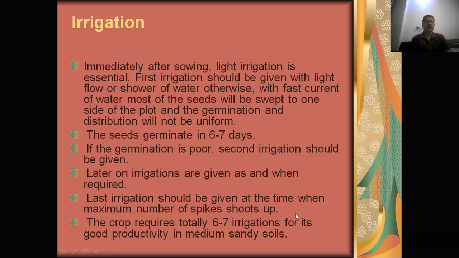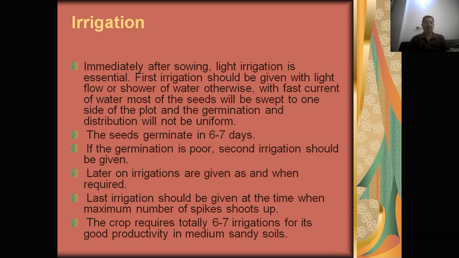Then irrigation. Immediately after sowing, a light irrigation is essential. The first irrigation should be given with light flow or showers of water, otherwise with a fast current of water most of the seed will be swept to one side of the plot and the germination and distribution will not be uniform. The seeds germinate in 6 to 7 days. If the germination is poor, a second irrigation should be given.